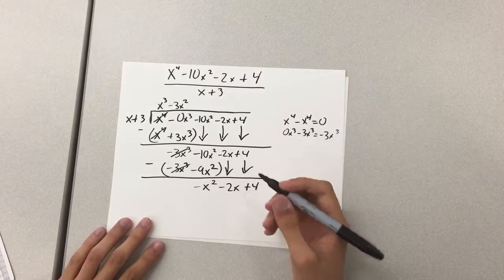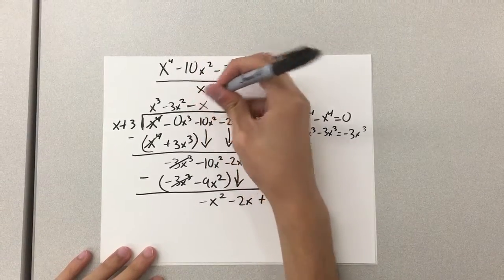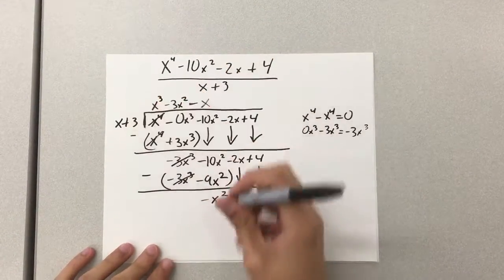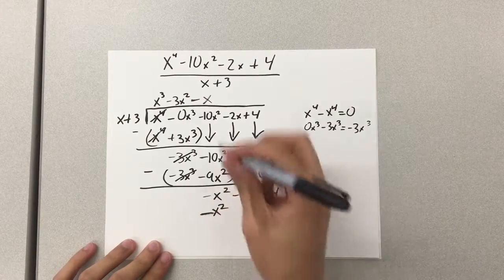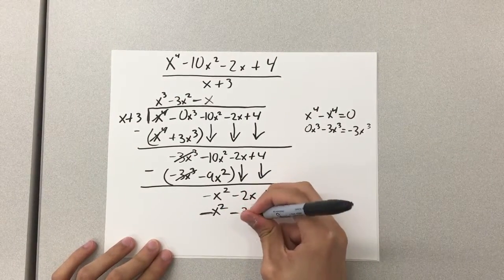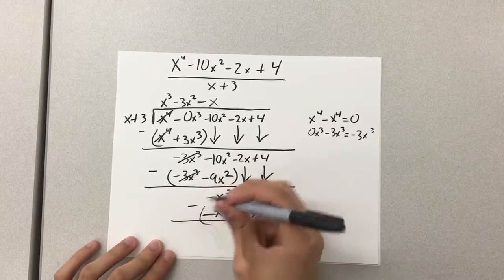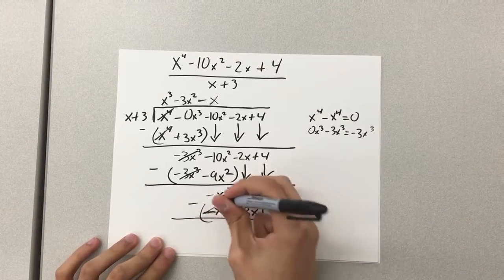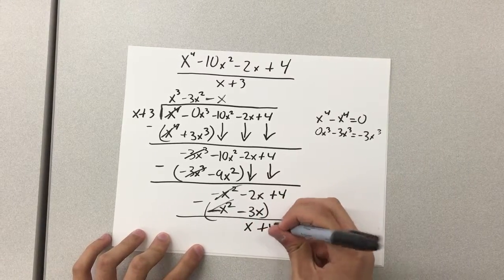Now we just keep repeating what we did. Negative x times x gives us negative x squared. Negative x times 3 gives us negative 3x. We'll subtract the two terms again. These two cancel out. And this becomes x plus 4.